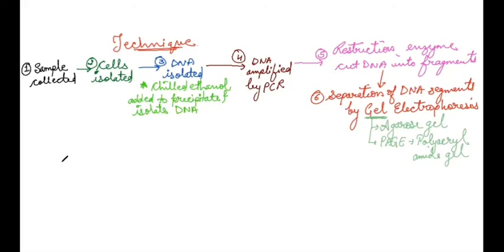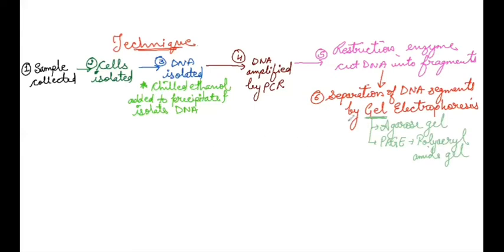Now, during electrophoresis, what happens? During electrophoresis, the negatively charged DNA segments will move towards the positively charged rod, and the segments will be separated on the basis of their size. So the longer segments will travel less distance and the shorter segments will travel more distance, and hence the DNA segments will be separated.